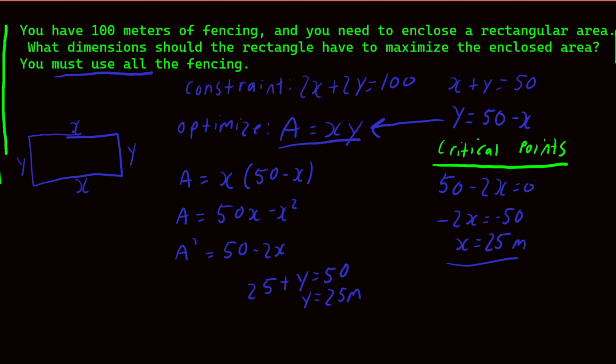So we did all this math. The only problem is we haven't written down the answer yet. So our answer is going to be, it says what dimensions? It's going to be 25 meters by 25 meters. So x is 25, y is 25, and that's going to give us the biggest area. So the biggest area is actually going to be 625 meters squared. But they don't ask for that. You just asked for the dimensions, and boom, we're done.